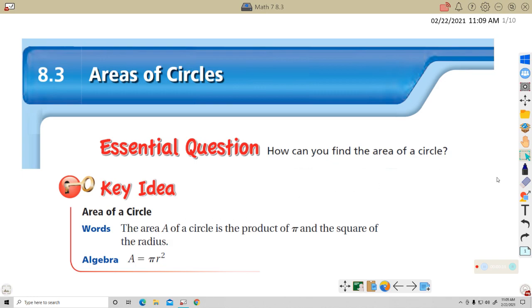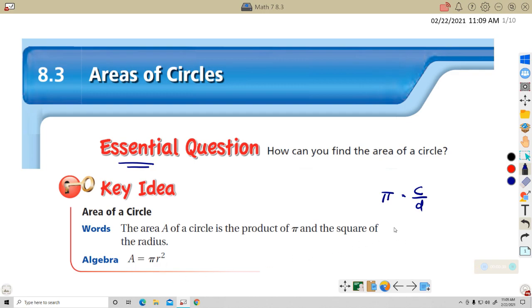How do we find the areas of circles? Well, that's a good question. So good, I'm going to call it the essential question. Here's the big idea. The area of a circle is the product of pi. So we know pi is what? Pi is that ratio of circumference over diameter. But the area is pi times the radius squared.